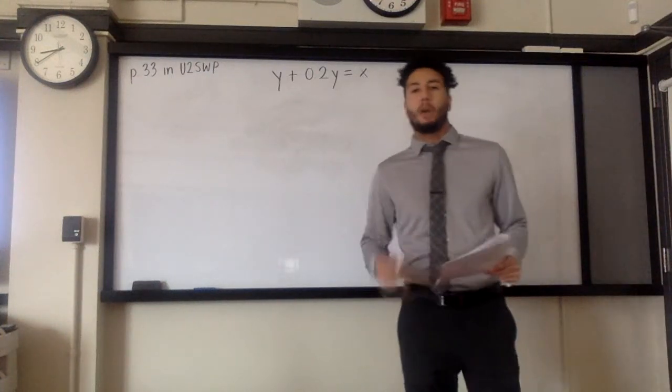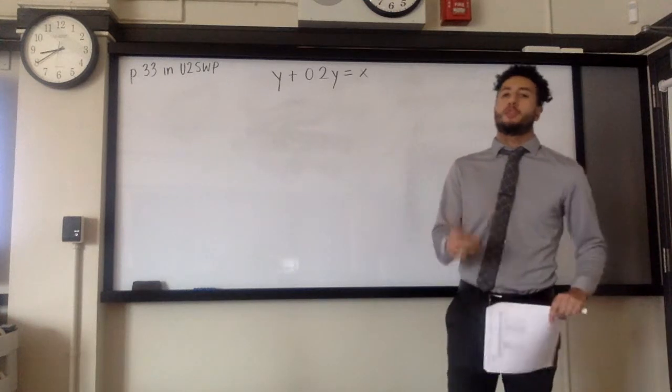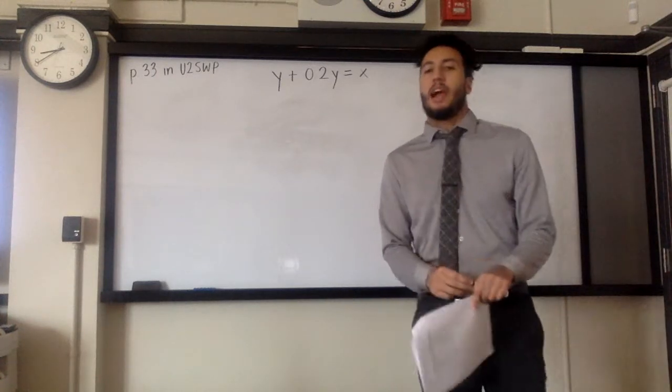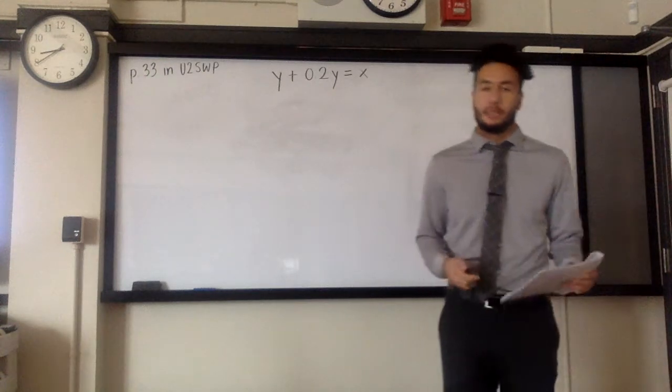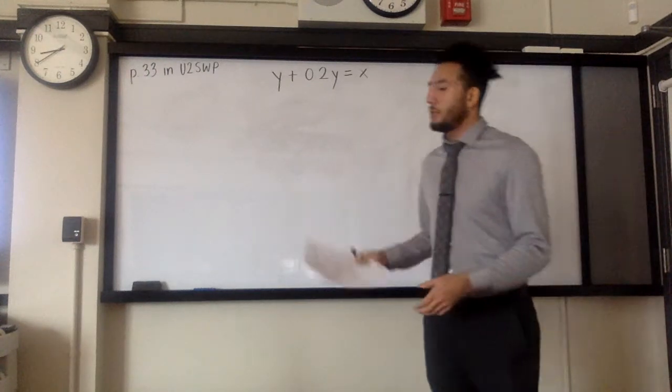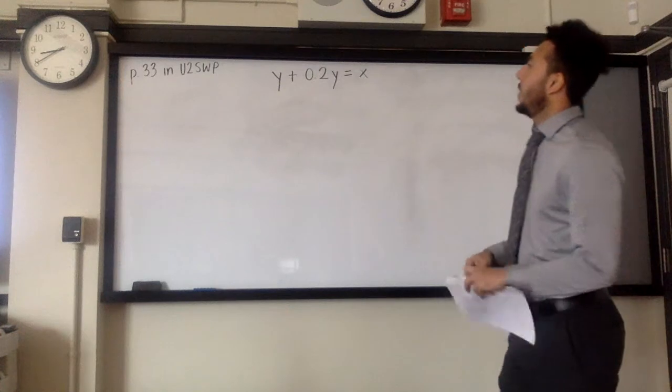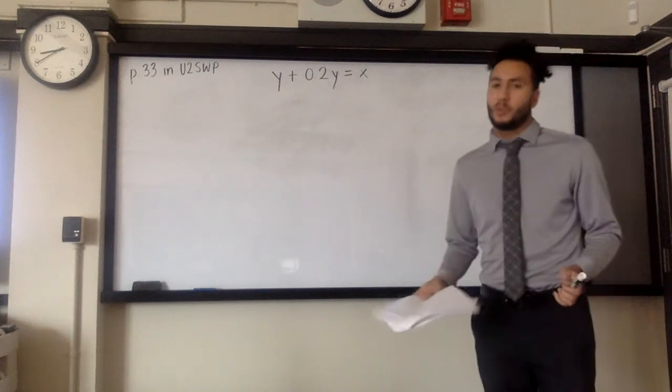Today we're going to talk about page 23 in your Unit 2 Scholar Work Packet. Now, this is for academic year 2019 to 2020, so if you are in a different year, it might be a slightly different page. On this problem, we see a problem that says y plus 0.2y is equal to x.